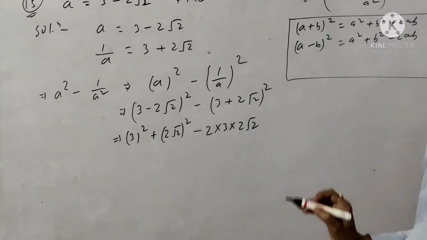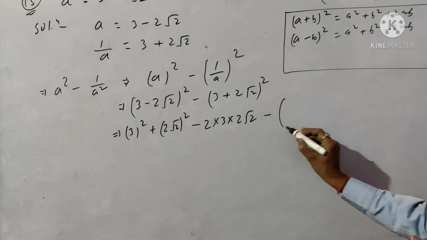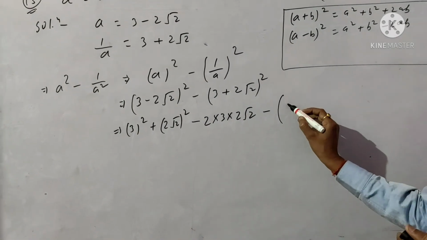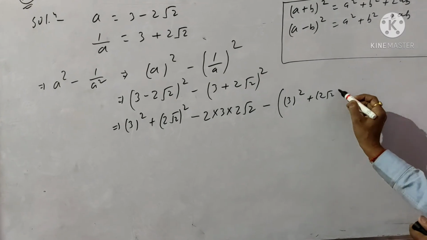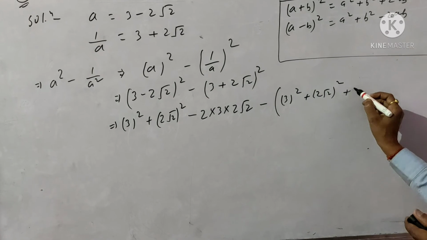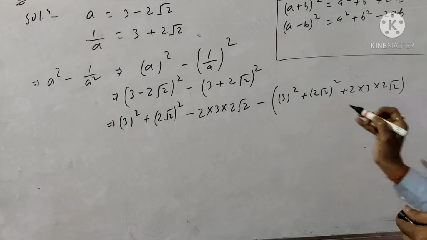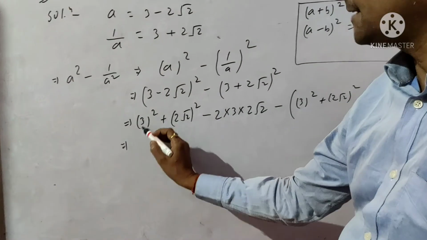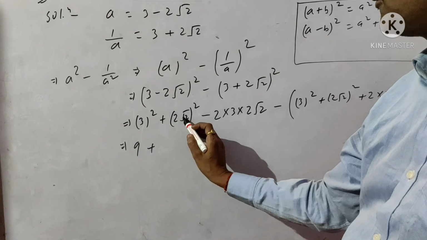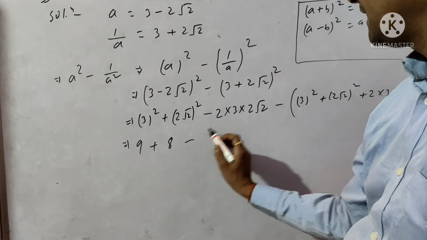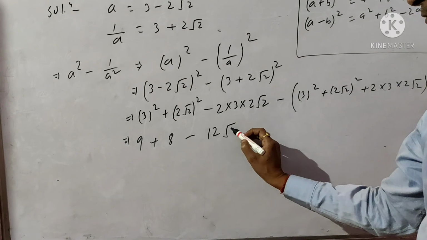This is your 2ab. Okay, a squared plus b squared minus 2ab, minus, take the bracket, (3 squared) a squared plus (2 root 2) squared b squared plus 2ab, that means 2 into 3 into 2 root 2. Okay, so a squared is 9 plus here is 2 root 2 squared, 2 squared is 4, 4 times 2 is 8, 8 minus 3 times 2 is 6, 6 times 2 is 12, 12 root 2.